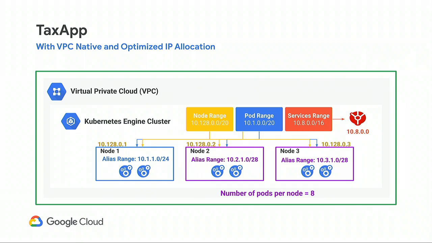Another thing we could do is that the pod range and the node range can be shared between clusters that are in the same subnet. So then this lets us save even more IP space. Interesting.